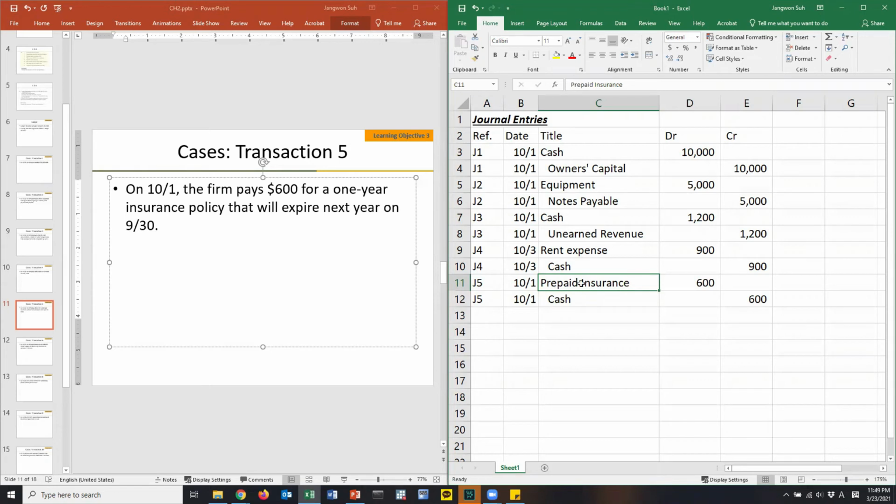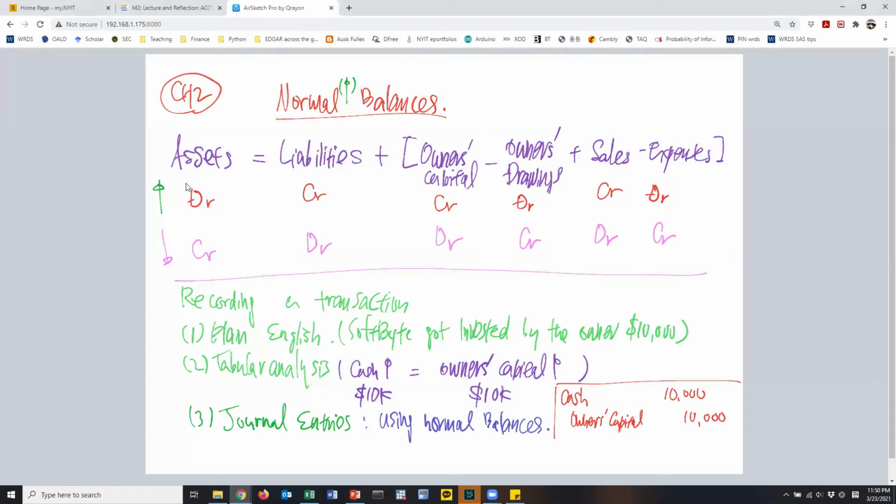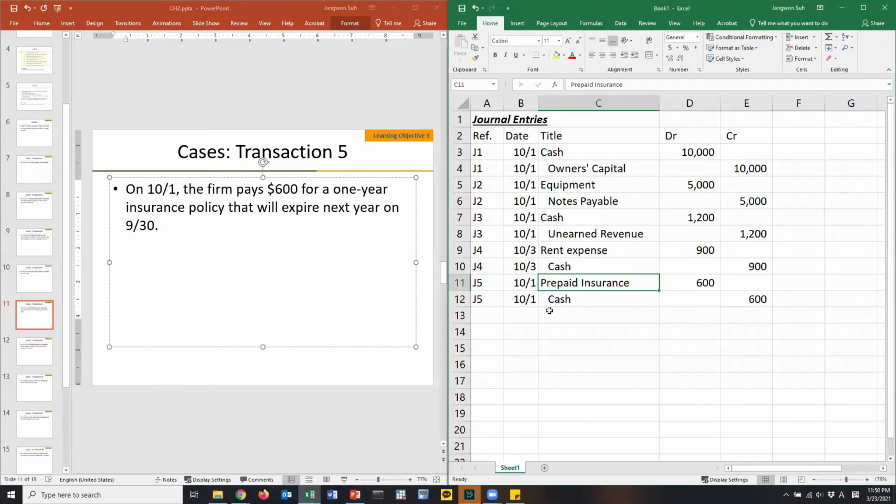What is this? This is one of the asset items. Your right to be covered by the insurance in the near future. Your asset item, prepaid insurance, is increasing. Therefore, it should be, again, asset. Prepaid insurance is an asset item. Is increasing, so it should be debited. Okay. That's what we did here.